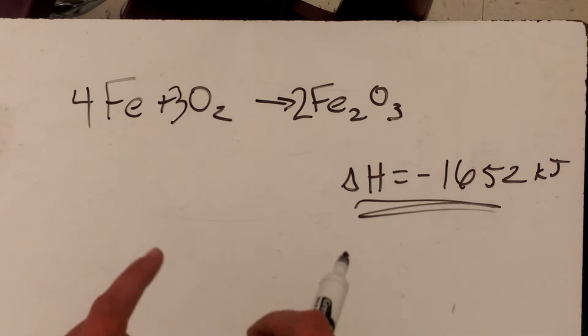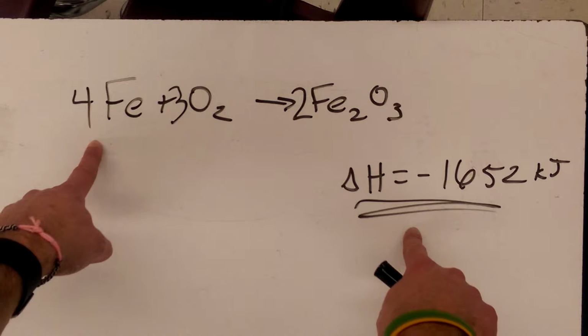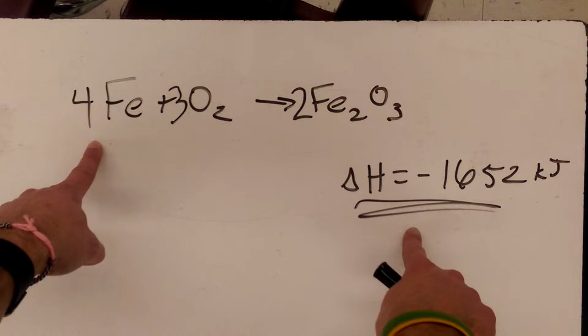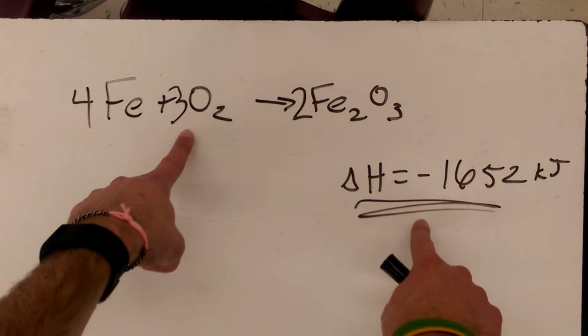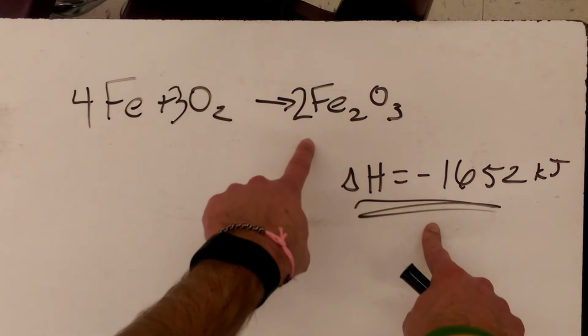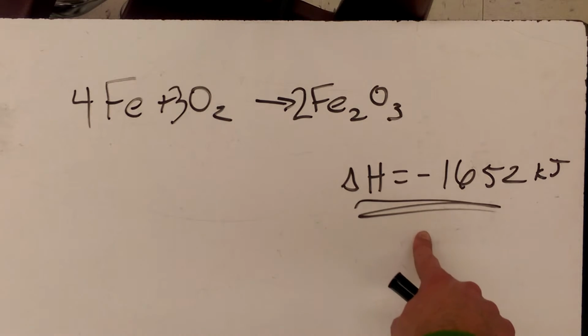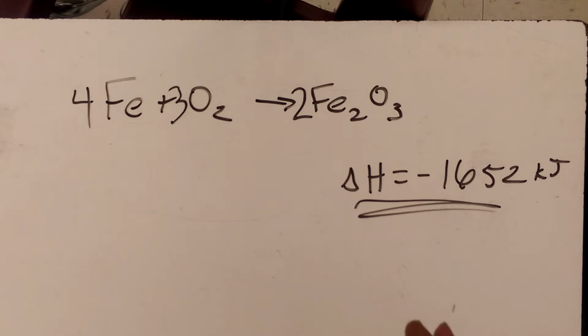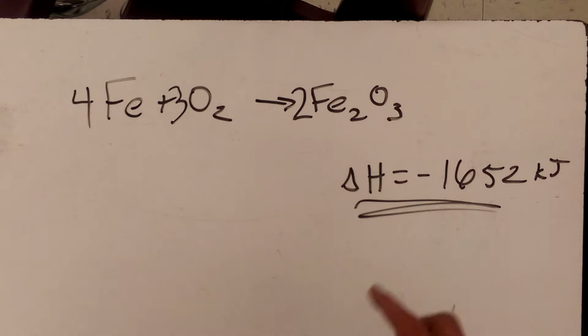In this particular case, it tells us that for every 4 moles of iron that we get, we're going to end up getting out 1,652 kilojoules of energy. In another sense, we could say for every 3 moles of oxygen gas, we're going to get out this much energy. Or for every 2 moles of iron 3 oxide produced, we'll get this much energy out. So it becomes a conversion factor for us. It lets us solve a great deal of different kinds of problems based on a simple premise that there's energy coming out of this reaction.